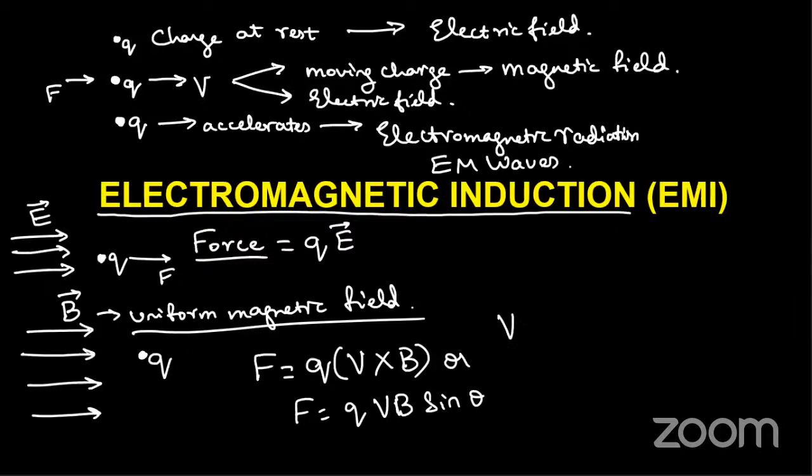Suppose v is equal to 0, what happens? Suppose this charge is stationary and kept in a uniform magnetic field. What happens, guys? Now this charge is stationary and is kept in a uniform magnetic field. What will happen?